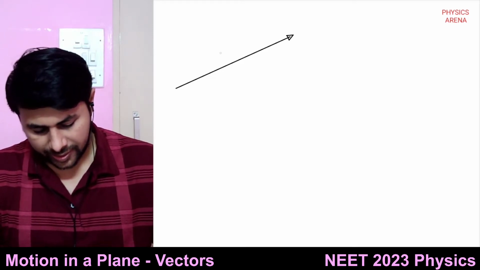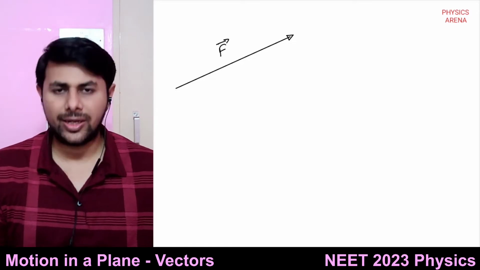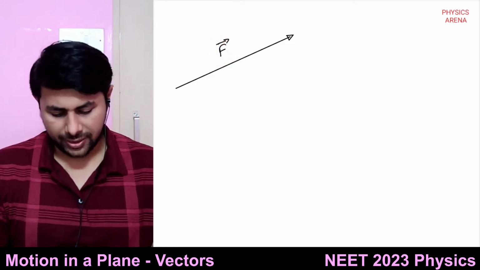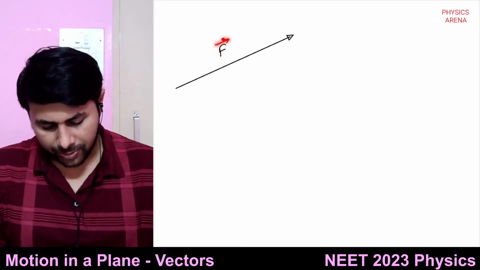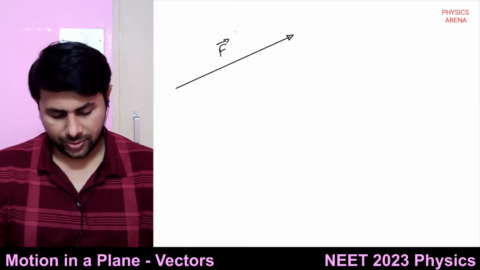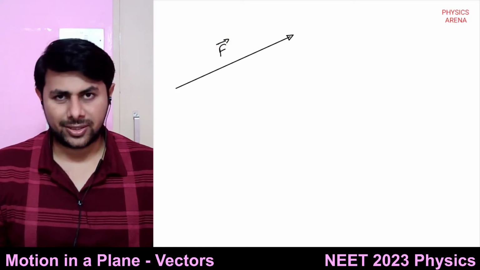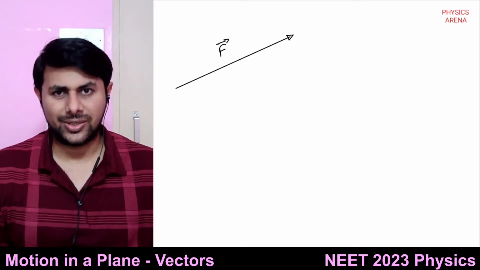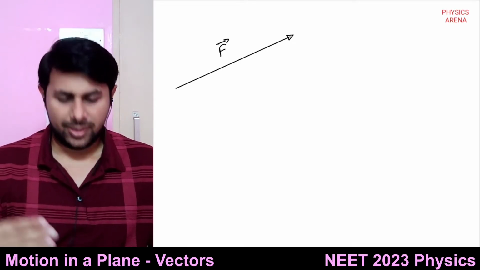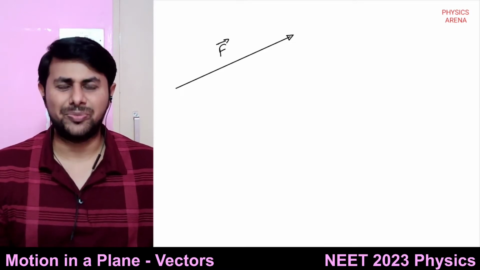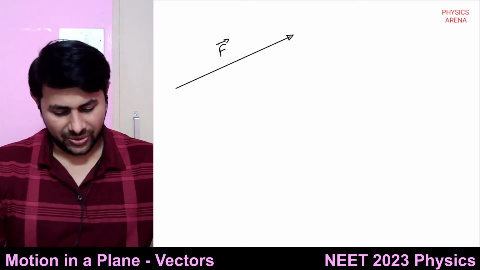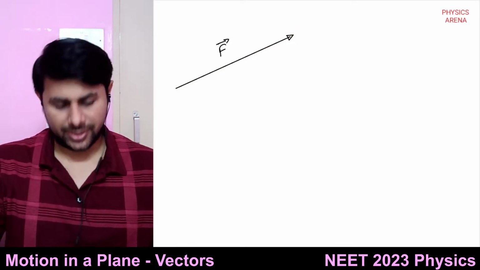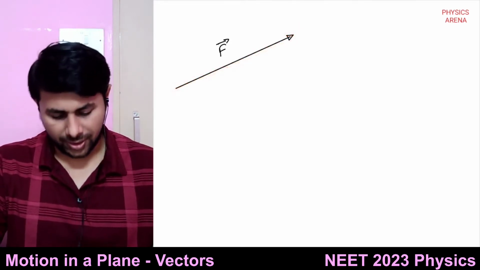Let's suppose this is a force acting on some body. It will have magnitude as well as direction. When I want to write that it's a vector quantity, how do I write it? I will write F for force, and I will put an arrow on top of F. This arrow tells me that it's a vector quantity. There is another way to represent vectors, and that is to draw them in bold letters, but here we'll use arrows 100% of the time. Now this is a force acting on some body. It will have some magnitude and direction. The direction is clear, it is directed along this line.